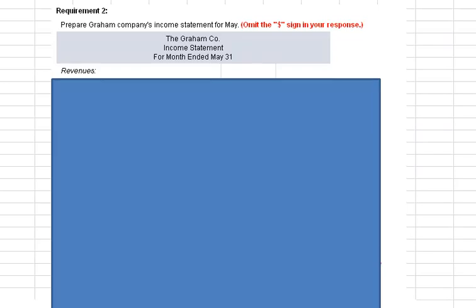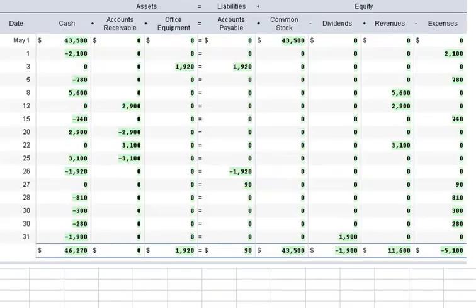Okay, now we're going to tackle requirement 2, where we'll prepare the income statement for May. So there's the headings on top, and we have the information here where we worked all the transactions, and then we dropped in the totals, if you will, for all the columns. So an income statement starts out with revenues. We had 11,600 that you see right there.